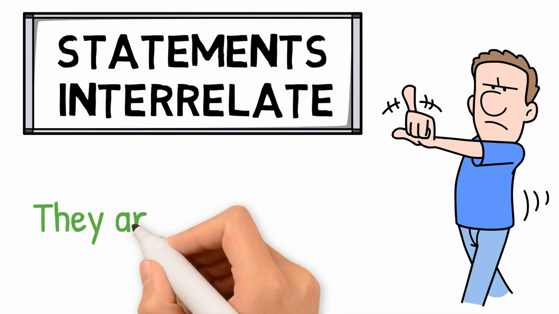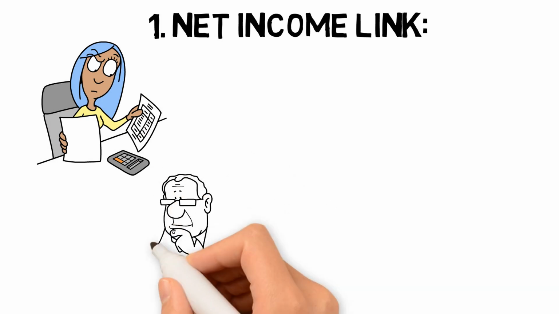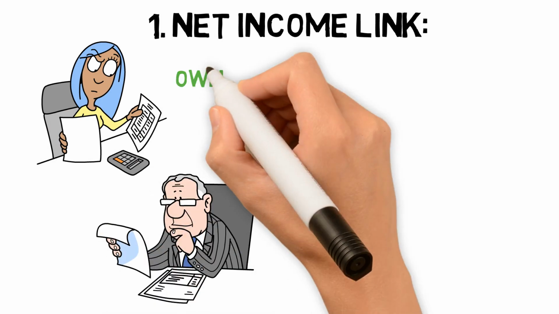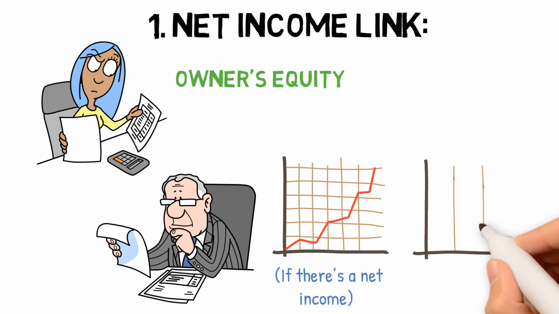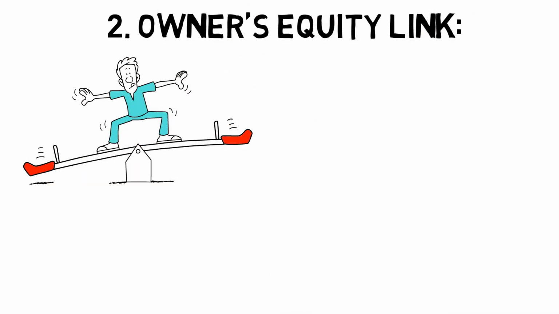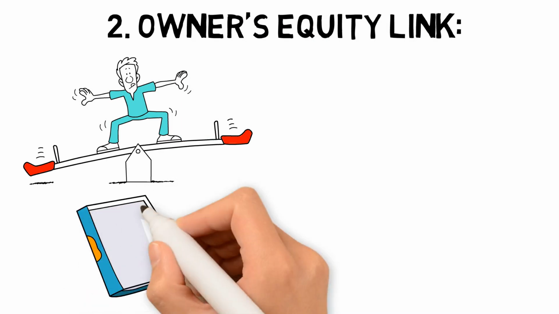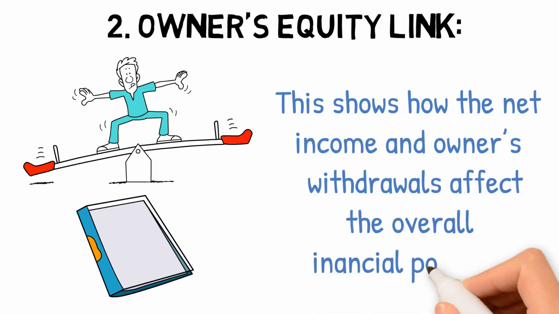Now, let's discuss how these statements interrelate. The financial statements are not isolated reports. They are interconnected. 1. Net income link. The net income calculated in the income statement is carried over to the statement of owner's equity. This figure adjusts the owner's equity by either increasing it if there's a net income or decreasing it if there's a net loss. 2. Owner's equity link. The ending balance of owner's equity from the statement of owner's equity is then reported in the equity section of the balance sheet. This shows how the net income and owner's withdrawals affect the overall financial position.